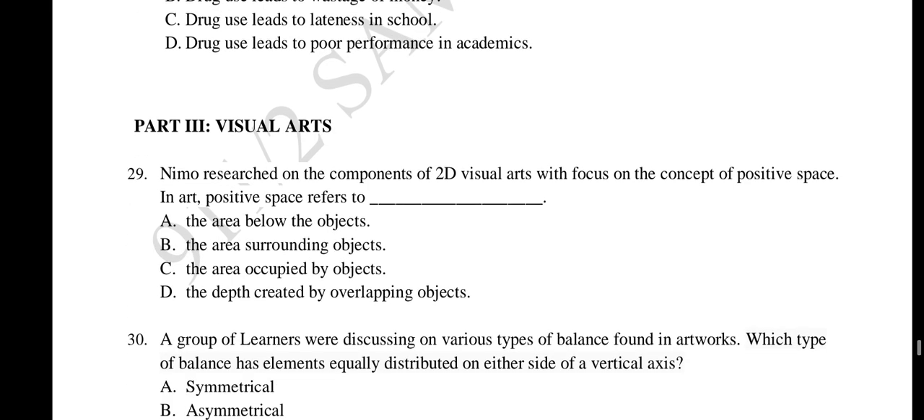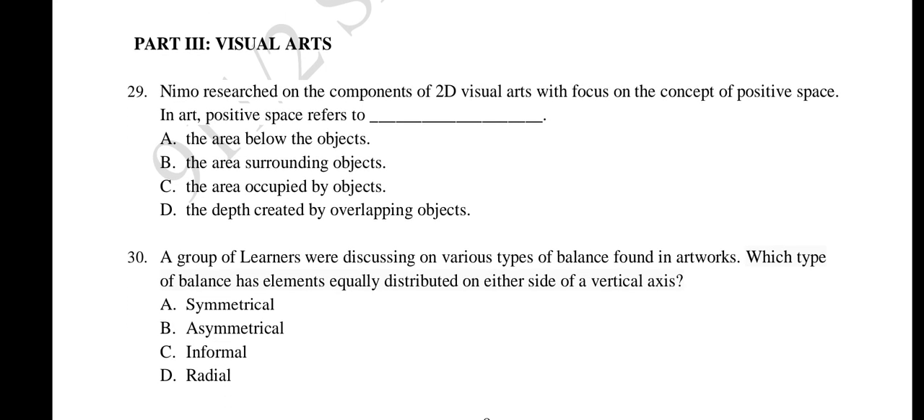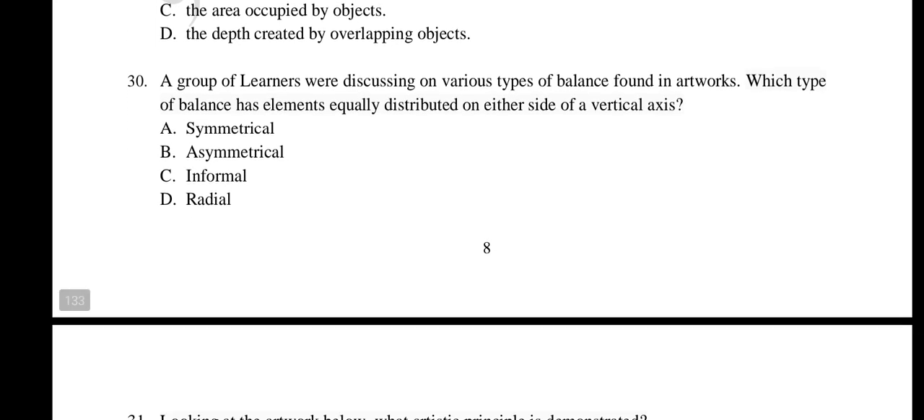Then visual arts. Nemo researched on the components of 2D visual arts in focus to the concept of positive space in art. Positive space refers to the area below the objects, the area surrounding the object, the area occupied by the objects, and the depth created by overlapping. Positive space refers to the area surrounding the objects.